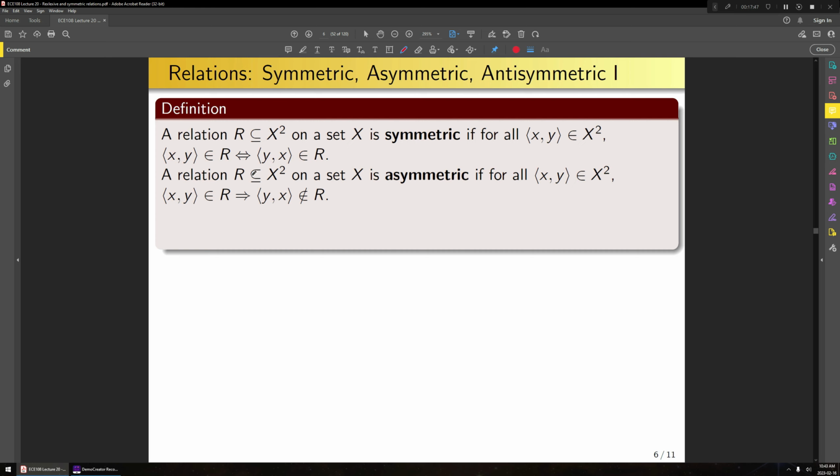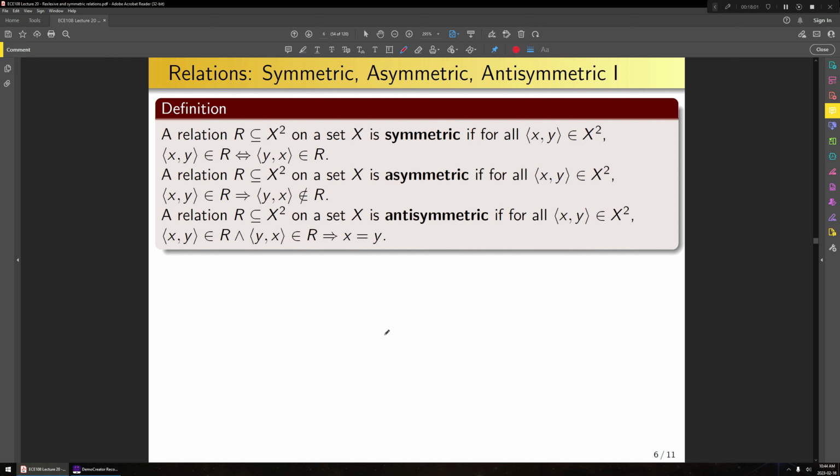Okay, and finally we have anti-symmetric. This one's a little weird. We'll get into that later, but let's just see the definition and go through it from there. So it's anti-symmetric if, for all ordered pairs, if x is related to y and y is related to x, then x is equal to y.